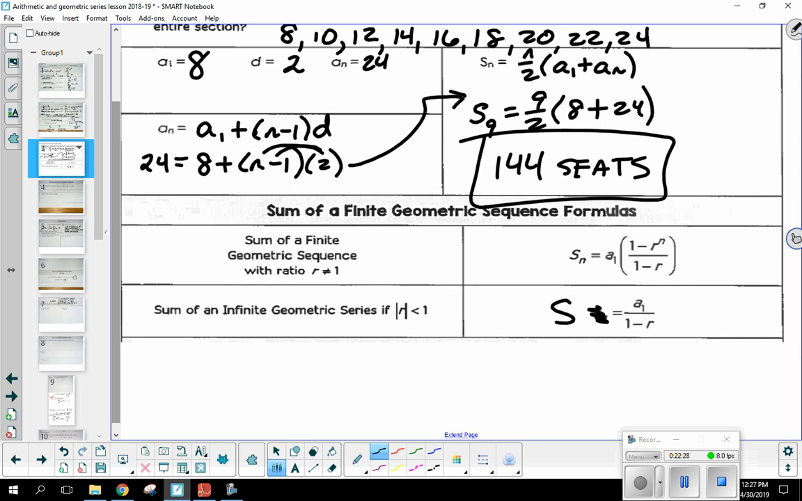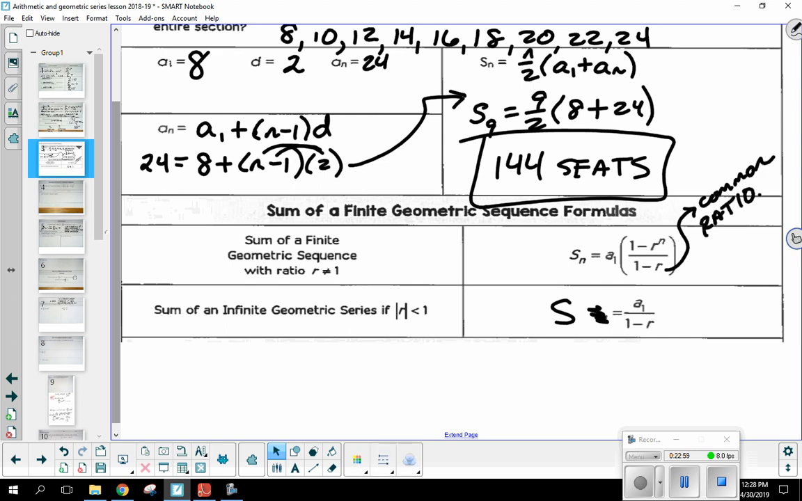Well, let's see here. You're going to need to know the number of terms. You need to know the first term. And what's r? That's the common what? No, that's the common difference for an arithmetic sequence. But for a geometric, remember, that's what you multiply over and over again. That was the common ratio. So r is the common ratio.